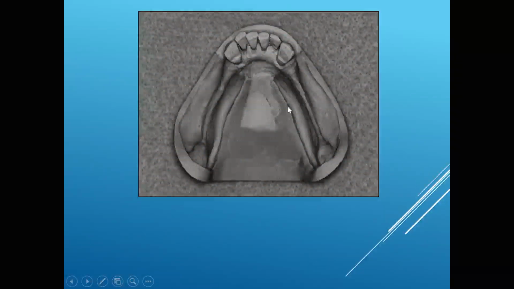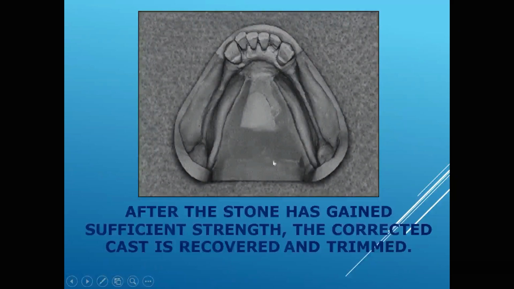So you can see the cast has been altered. This is the altered cast technique; we altered the cast. And now, after the stone has gained sufficient strength, the corrected cast is recovered and trimmed. So this is why it's called the altered cast technique.